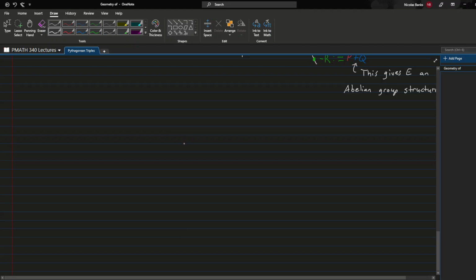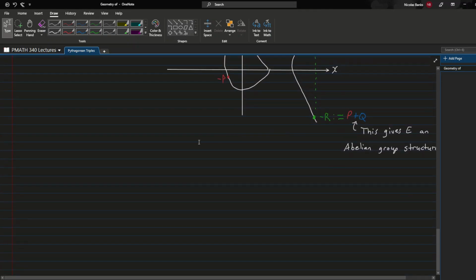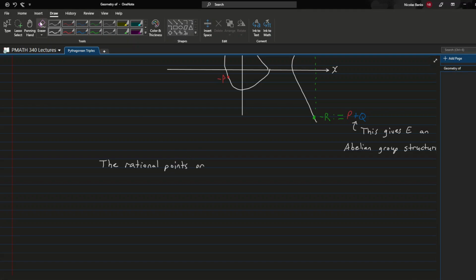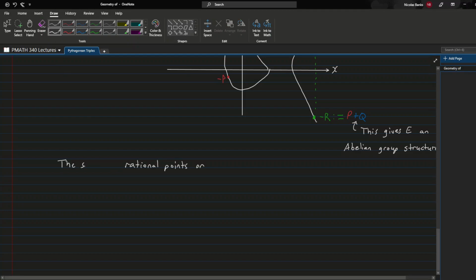So in other words, the points on an elliptic curve form an abelian group. Okay, so if E was our elliptic curve from before, then we see the set of rational points on E, the elliptic curve, is denoted by E of Q.